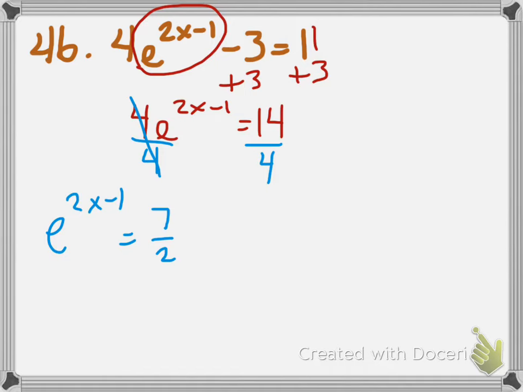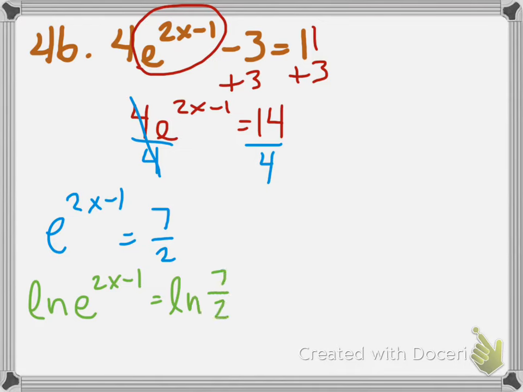Once I have my exponential term by itself, now what I can do is use log to get rid of the exponential term. So I can take the log of each side. I want to also pay attention to the fact that my exponential base is e, so I'm going to use the natural log instead of log. So I'm going to take the natural log of each side of e to the 2x minus 1 equals the natural log of 7 over 2.